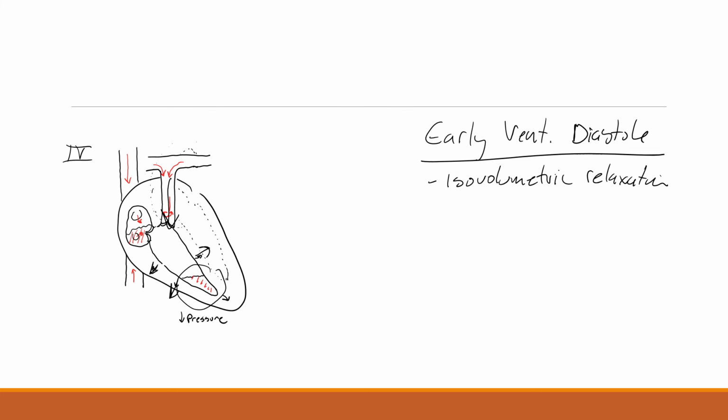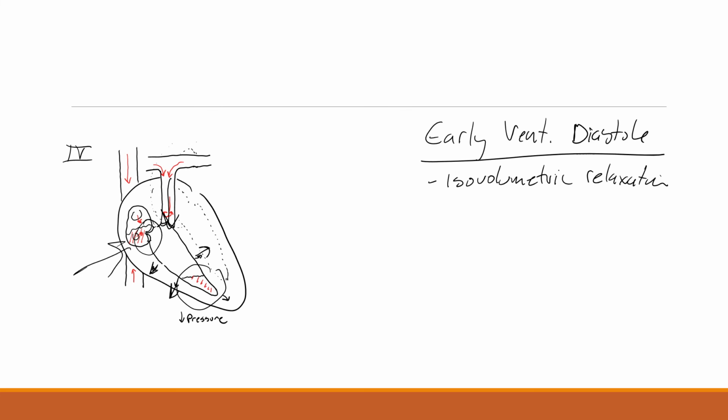And what happens is now those semilunar valves are going to close. They're going to close in response to that and prevent that backflow. So there's no blood that's coming back from the circulation. But the pressure is still too high to allow the AV valves to open. So the mitral and tricuspid are not open yet because the pressure is still too great. So it's relaxing, but now both the valves are still closed. So no volume is changing, so we call it isovolumetric relaxation.